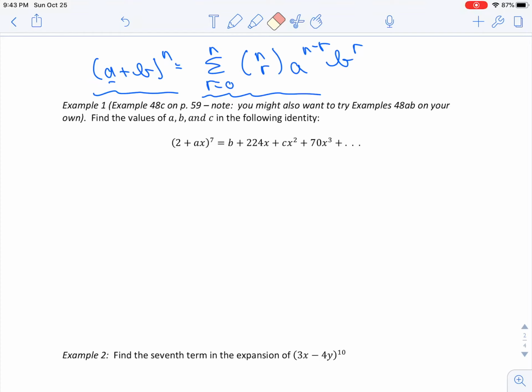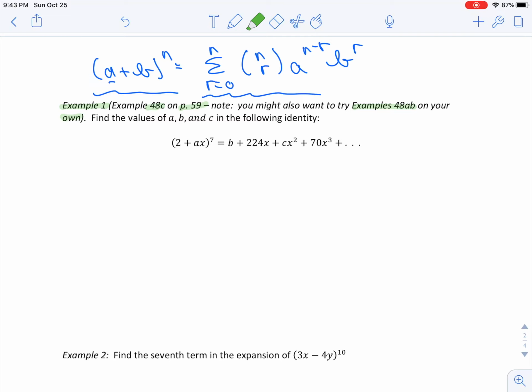This is video 2 of looking at problems that are related to the binomial theorem. And in this particular problem, I do want you to notice that I'm calling it example 1, but it's example 48C on page 59 in your book. And as a suggestion, you might want to try examples 48A and B on your own. And you might even try them first and then check to see what the book has done, just to see if you've done them correctly.